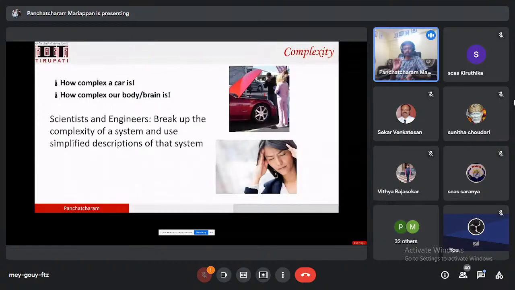We are going to do mathematical modeling also in a similar way. Scientists or engineers or economists or business people are almost going to do the same thing. They break up the complexity of the system into a simplified description of that system. The car is complex, but I am going to think that I am just sitting on the fuel tank. For me it is just a fuel tank.